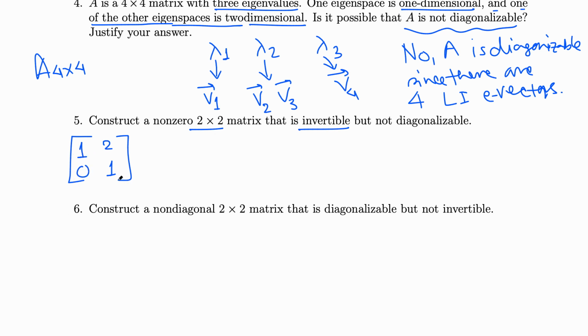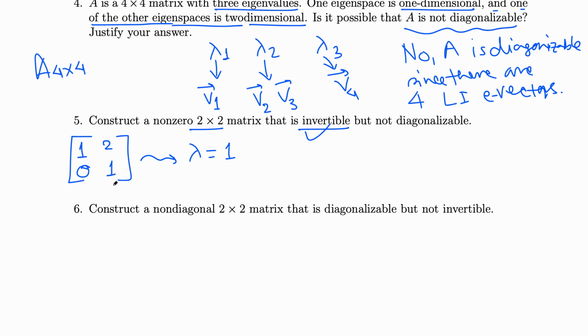So if I take this 2 by 2 matrix, this is invertible, right? Because what is the determinant of this matrix? This is 1 minus 0, 1. Determinant is non-zero, means invertible. Now how can we say this is not diagonalizable? So from this one, what are the eigenvalues? 1 1, just 1 with multiplicity 2.